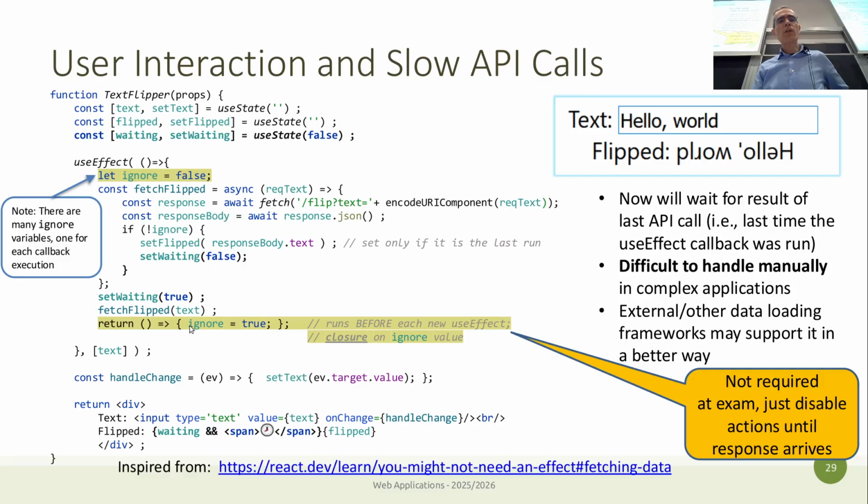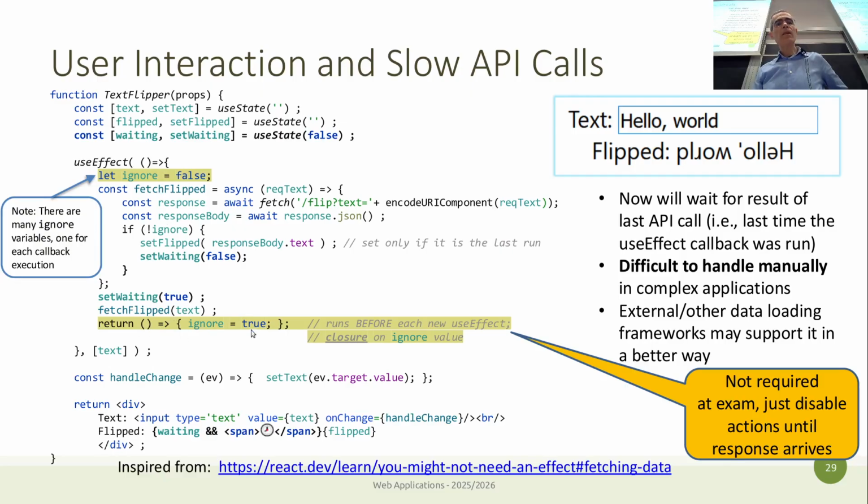So in short, if ignore is false, meaning nobody has changed this ignore, you do the set, so you change the state, and so you do the render. Otherwise, you skip this update of the state. Why do you skip it? Because it means there is another callback in another useEffect.